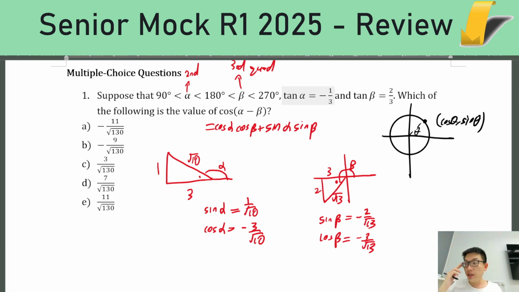In any case, once you have put this in, you get -3 times -3 is 9, and then 1 and -2, so you get 7 over root 130, and so the answer to question 1 is D.